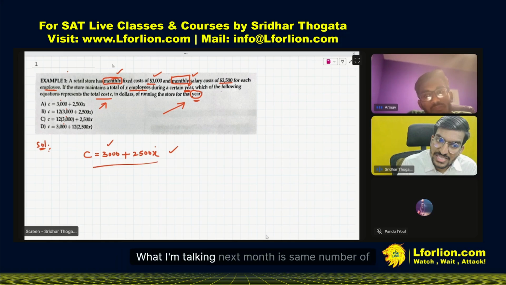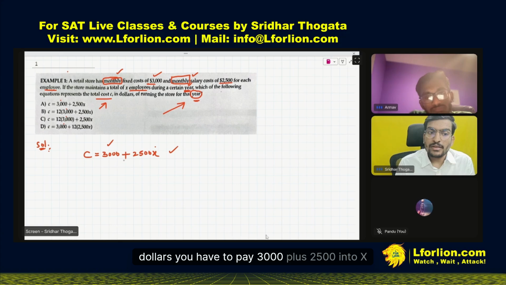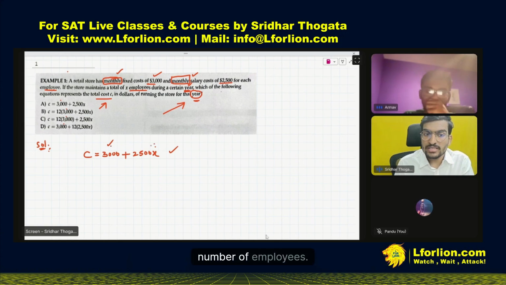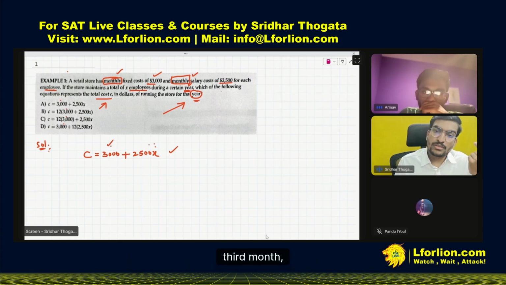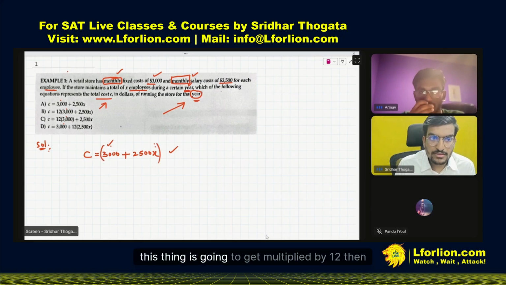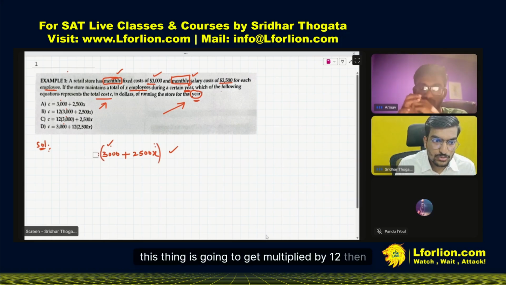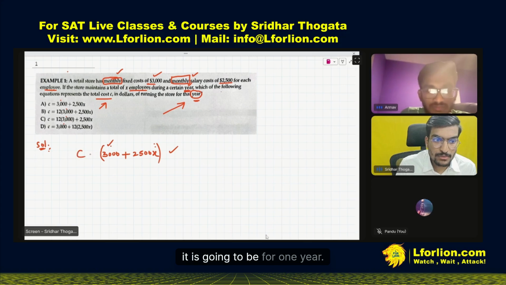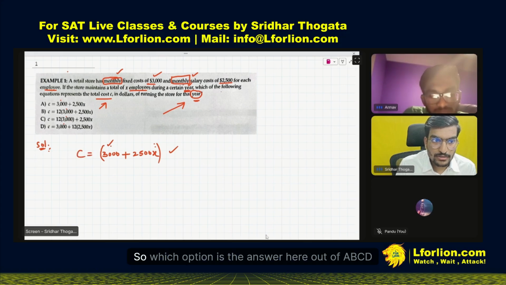You got my point? Next month is the same number of dollars you have to pay: 3,000 plus 2,500 times X employees. Next month, third month, fourth month, it repeats. So what we do is this whole thing gets multiplied by 12. Then it is for 1 year. So which option is the answer here out of A, B, C, D?